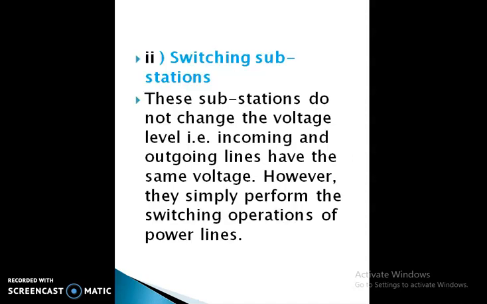Second one is switching substations. These substations do not change the voltage levels. The previous one changes the voltage, but here the substation does not change the voltage. That is, incoming and outgoing lines have the same voltage, say 220 kV incoming and 220 kV outgoing. These are the switching substations.